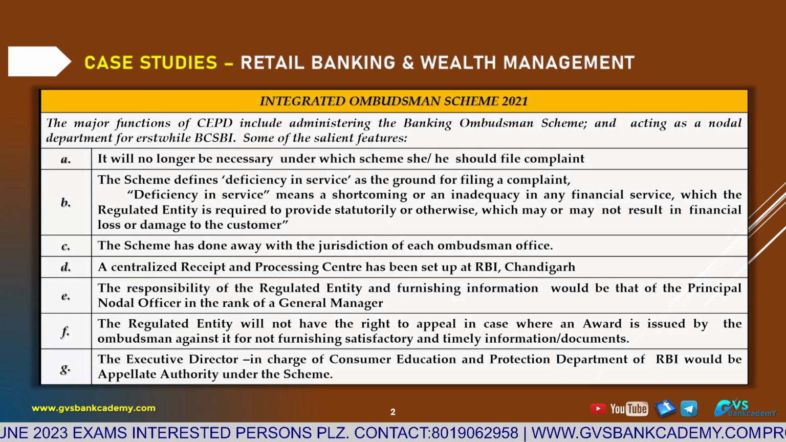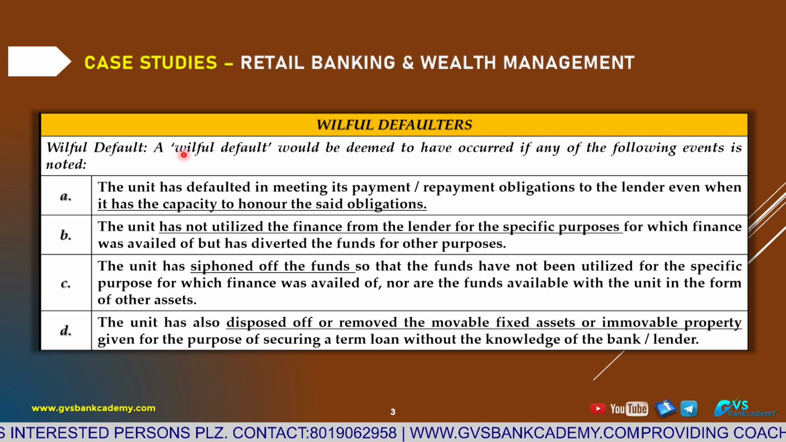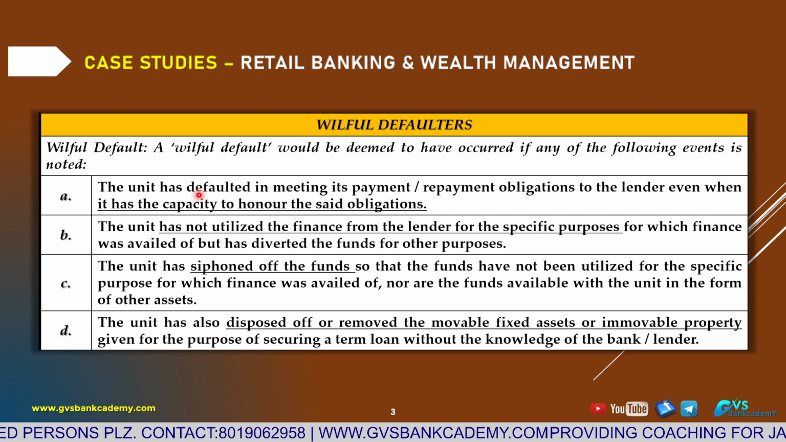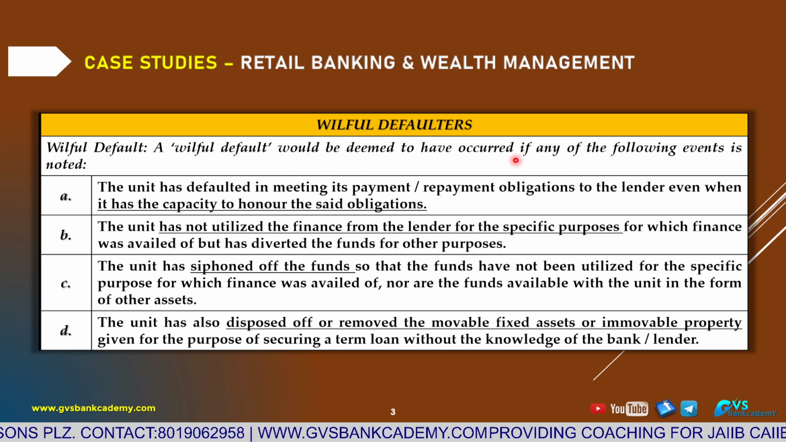Some important points. Now, the second point is willful defaulters. Who is a willful defaulter as per RBI directions and guidelines? If any of the following events is noted, a borrower will be treated as a willful defaulter: A, B, C, D.